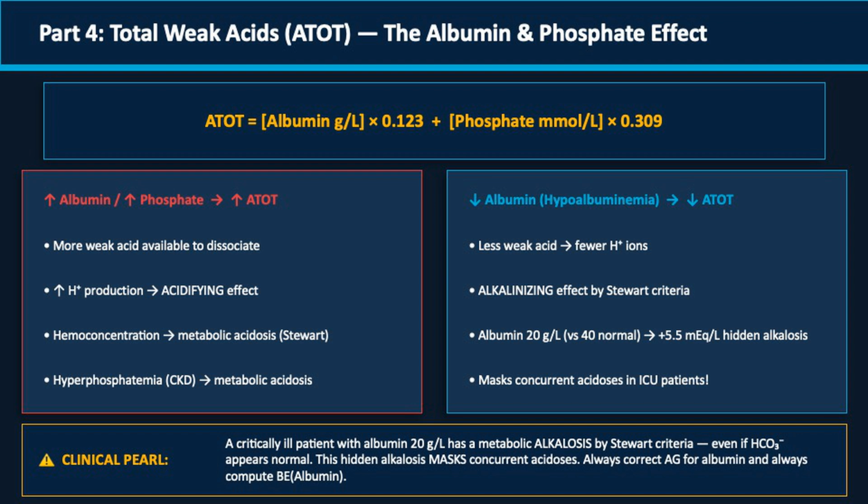The low albumin is actually hiding the truth. And almost every ICU patient has a low albumin. So always calculate this in every patient, every time. Delta base excess albumin, which is given by the formula 0.25 into 42 minus albumin in gram per liter. So if albumin is 20, delta base excess is plus 5.5. Hidden alkalosis masking acidosis. It's simple, powerful. Do not skip it.